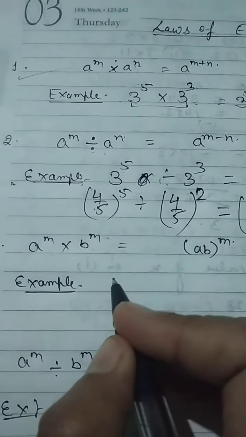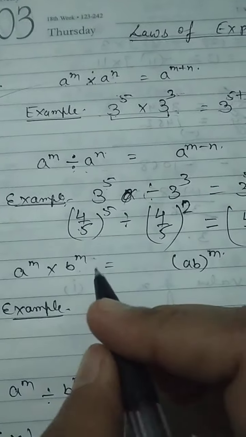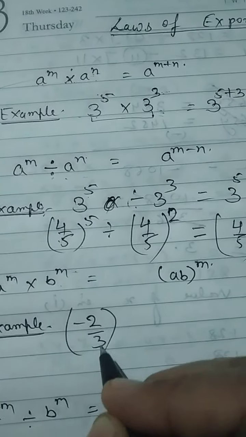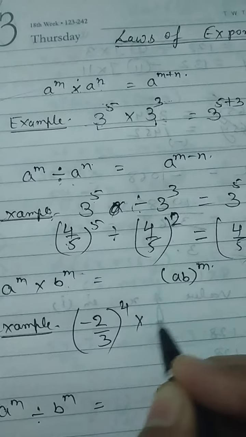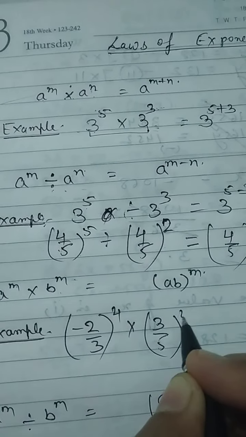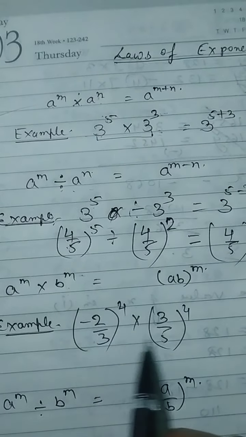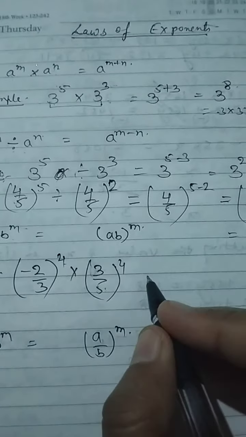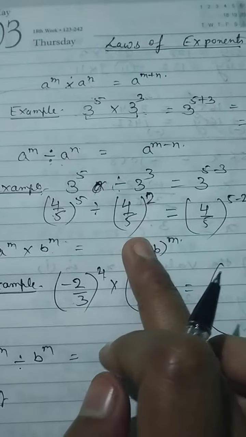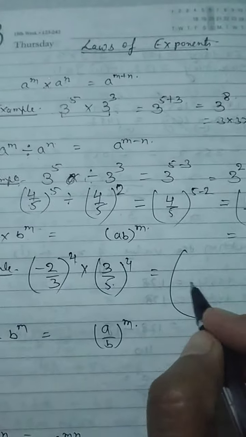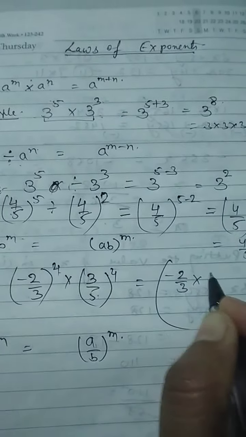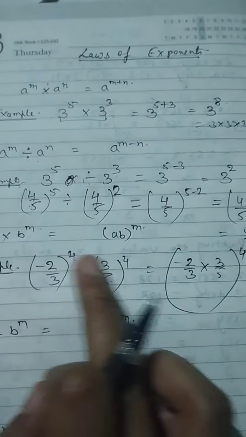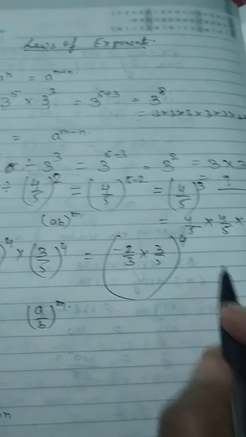Okay. For example, suppose we will take any rational number, minus 2 by 3 to the power 4 into 3 by 5 to the power 4. Okay. You can see base are different but the power is same. So in this case, what we will do? We will multiply a into b, means the base. We will multiply the base and write the power here. Because power is same, so any one power we will write here.